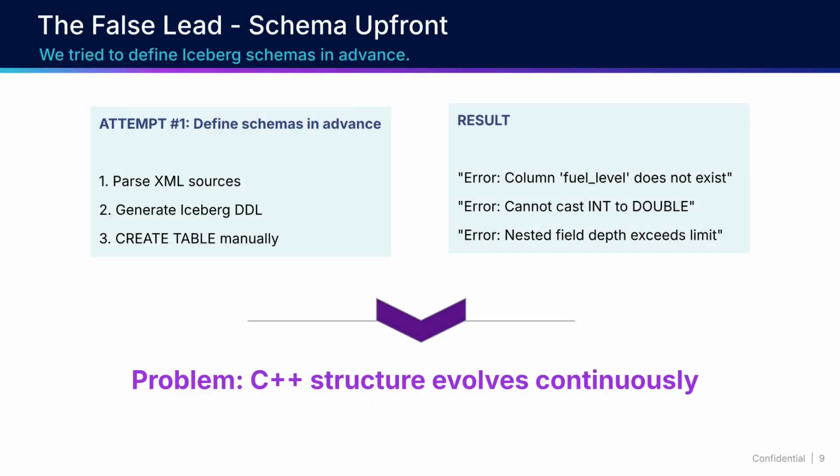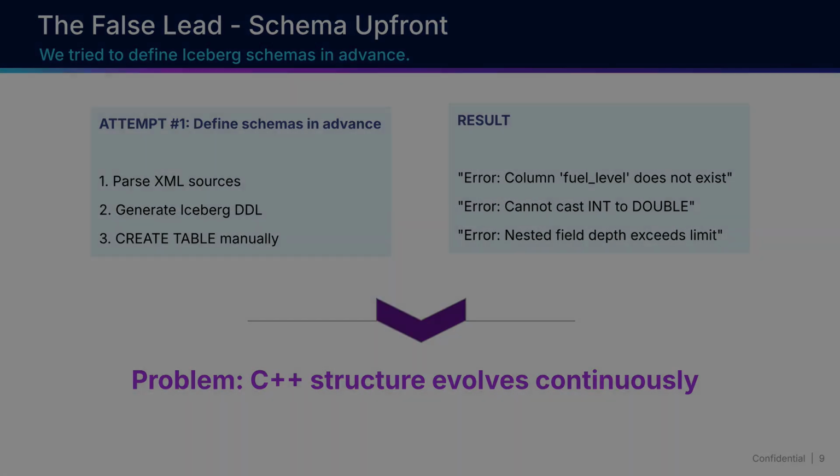First approach, be proactive. We tried to define Iceberg schemas in advance. We parse XML sources, generate DDL, create tables manually. Result, complete failure. As soon as a new column appeared in the C++ code, and that happened every week, our inserts crashed. Type change? Error. Nested structure too deep? Error. The fundamental problem: trying to freeze a schema when the source application evolves continuously is condemning yourself to breaking in production. We needed a radically different approach.